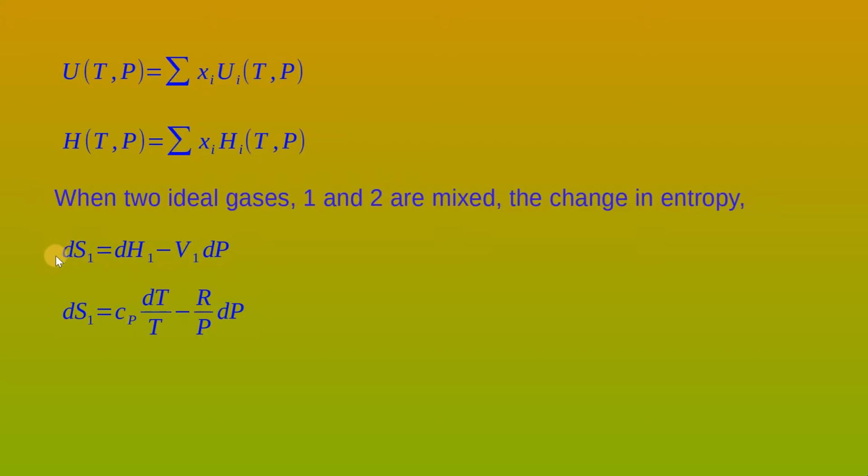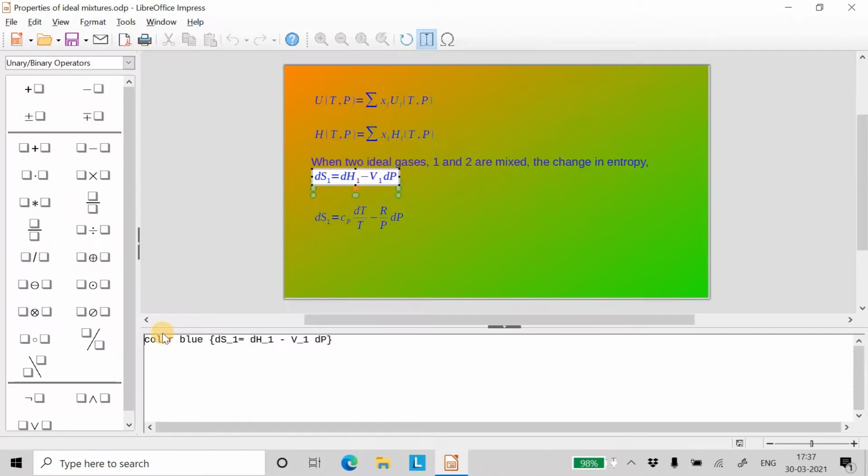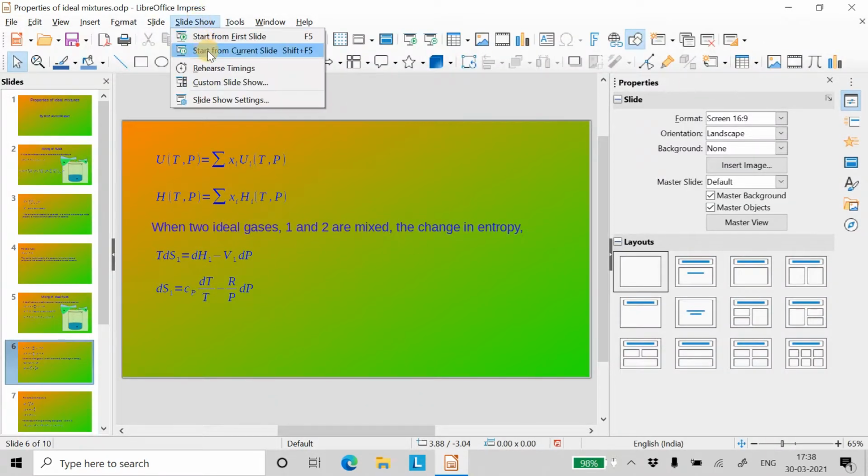Dividing this equation with T, I have made a slight mistake here. I should have put T here. Pardon my mistake. You have T here. Yes. Let's get back to the slideshow.